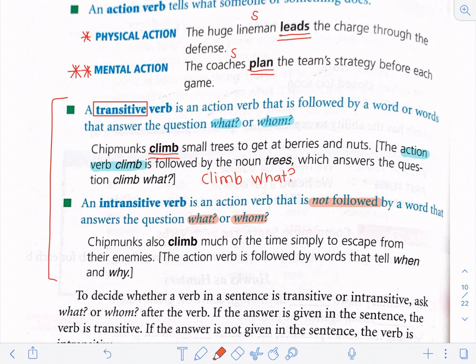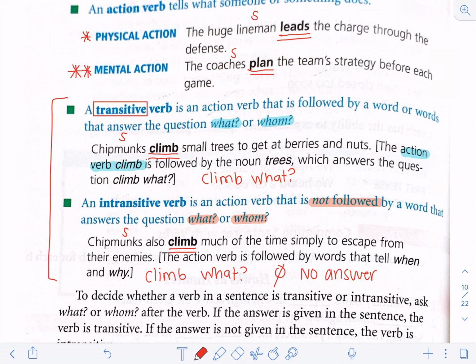We'll read the example below. Chipmunks also climb much of the time simply to escape their enemies. Climb is still our verb. In both sentences, we have our subject as chipmunks. But this time, when I ask climb what, I come up with no answer.